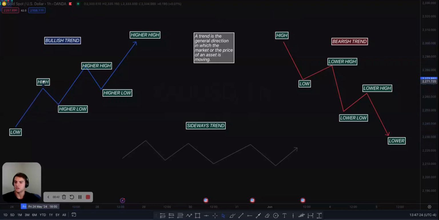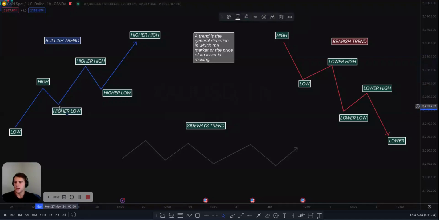After this high, price needs to pull back, collect some more buy orders for it to push the price higher. With that, it creates a higher low. It's still a low, but it's higher than the previous low. So this low is higher than this low, but it's still a low, because we have this high.